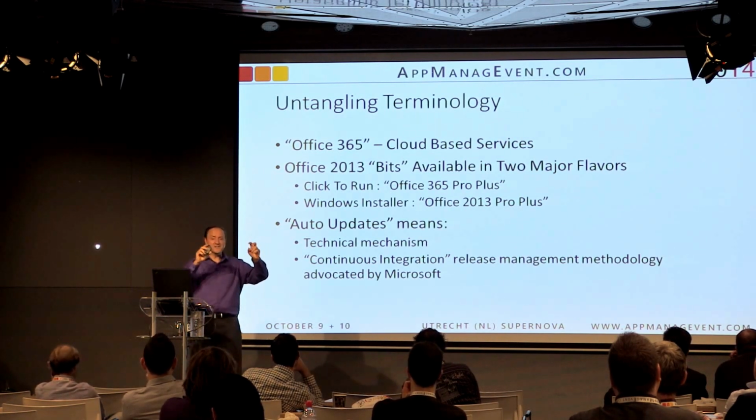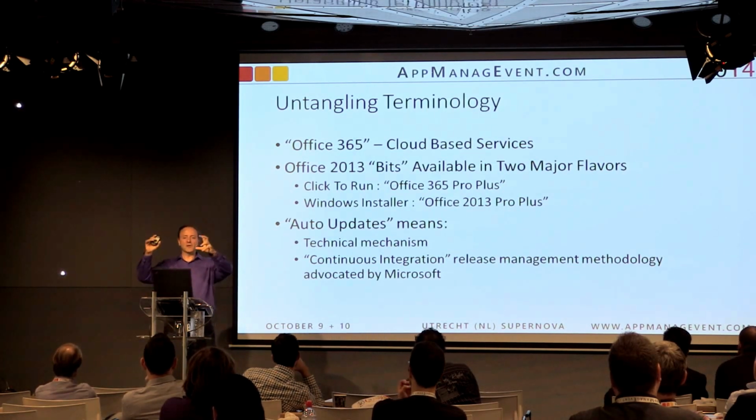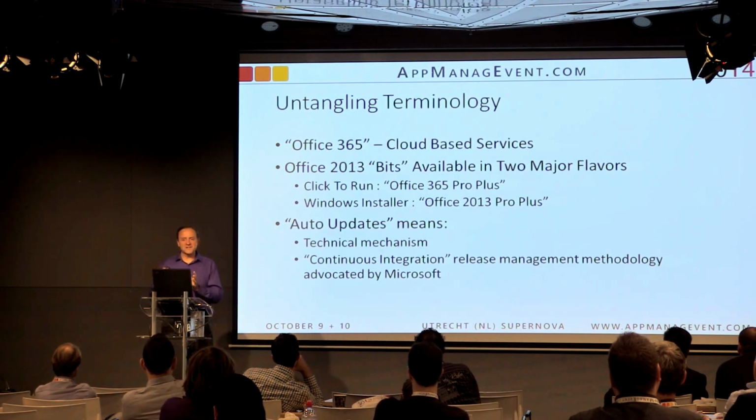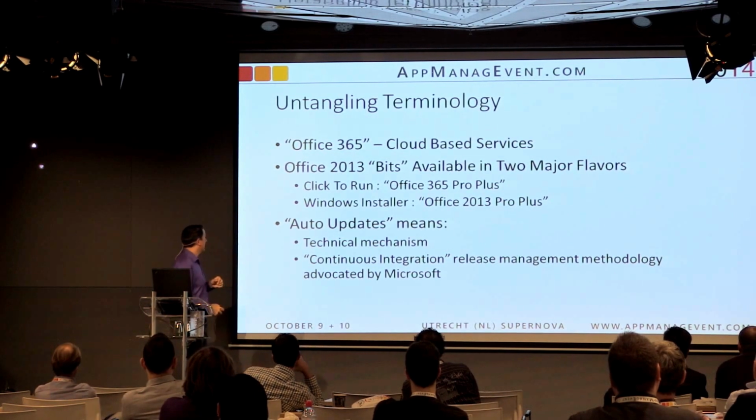So Pro Plus is the little magic designator that means the desktop apps. Even though we stole the Office term from the desktop apps and attached it to the cloud, and now that's what Office 365 is, if you hear Office 365 Pro Plus, that means the desktop apps, or Office 2013 desktop apps. And we'll talk a little bit about that.